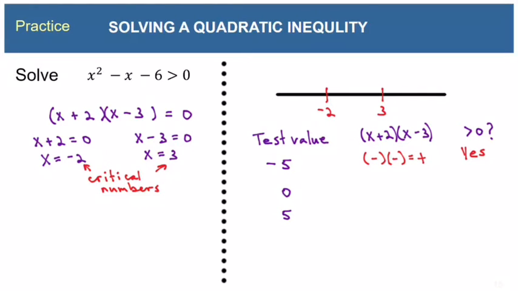And now plug in 0. 0 plus 2 is positive. 0 minus 3 is negative. Positive times negative is negative. Is that greater than 0? And the answer is no.